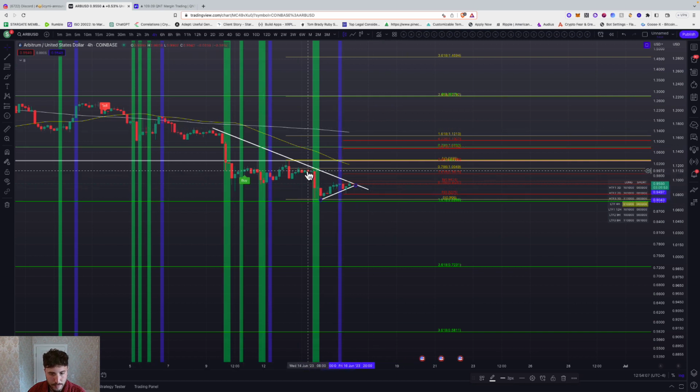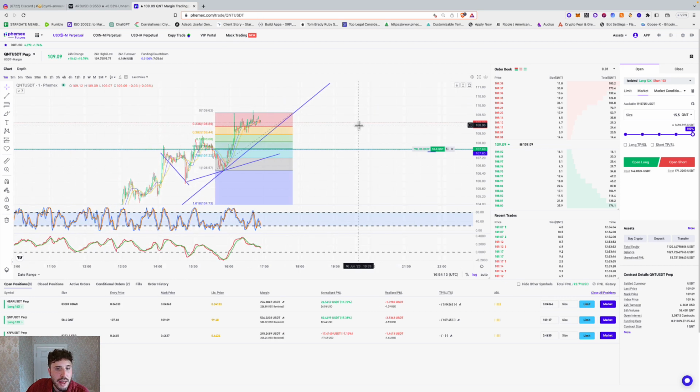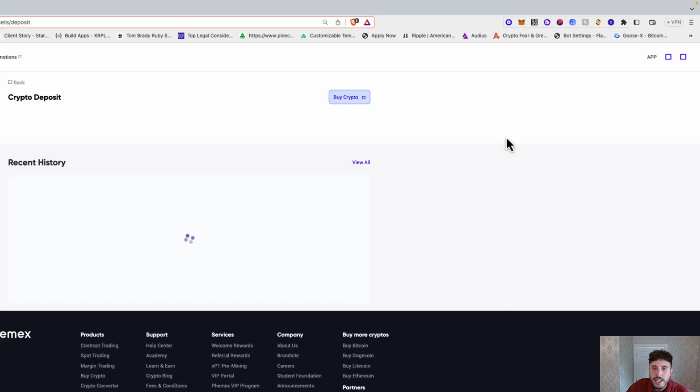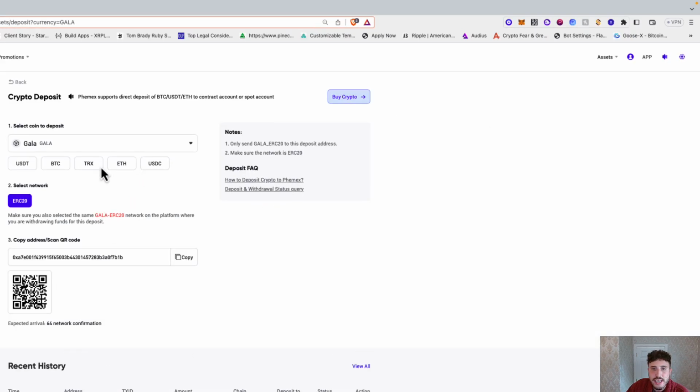So you go back to TradingView, and you're noticing that Arbitrum broke up here. So you want to place a long. So then you go to your platform. For me, it's Phemex, and you have to fund your account. So you're going to deposit, you're sending over some USDT right here.